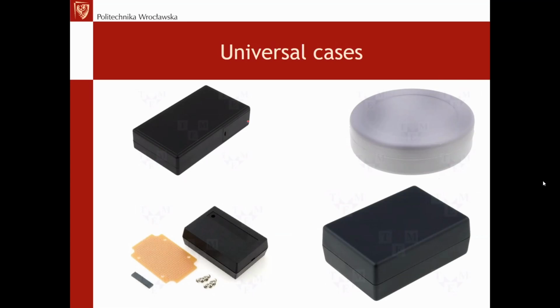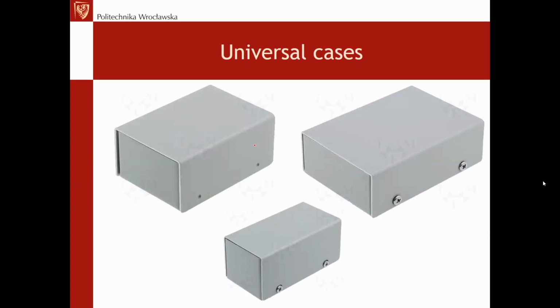Then we have a wide choice of universal cases. The cases are available in different shapes and sizes, and composed of different materials, because as you can see here in the slide, these are plastic cases, in various colors, but mainly black. All colors are available, but mostly black. So we have plenty of plastic cases available. There are also cases made of steel, because steel is cheaper.